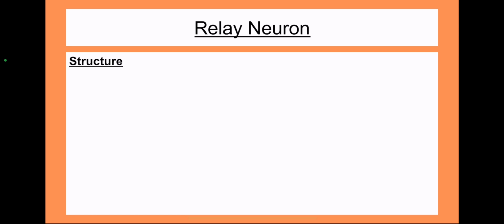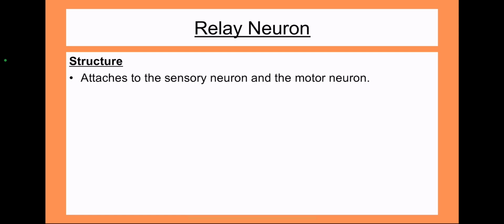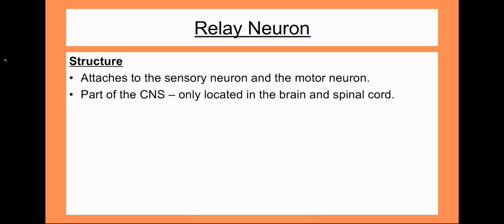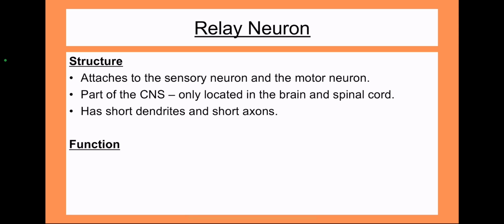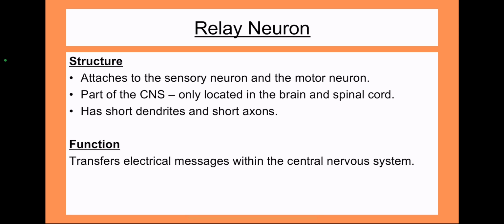The next neuron is the relay neuron. This is essentially the go-between between the sensory and the motor neuron, and it's also the only neuron that's found in the central nervous system, so it's located in the brain and in the spinal cord. This has very short dendrites and very short axons, and it is typically seen as the smallest neuron that we have. Its main job is to transfer electrical messages within the central nervous system, so within the brain, and sometimes it passes the message on from the sensory to the motor neuron.